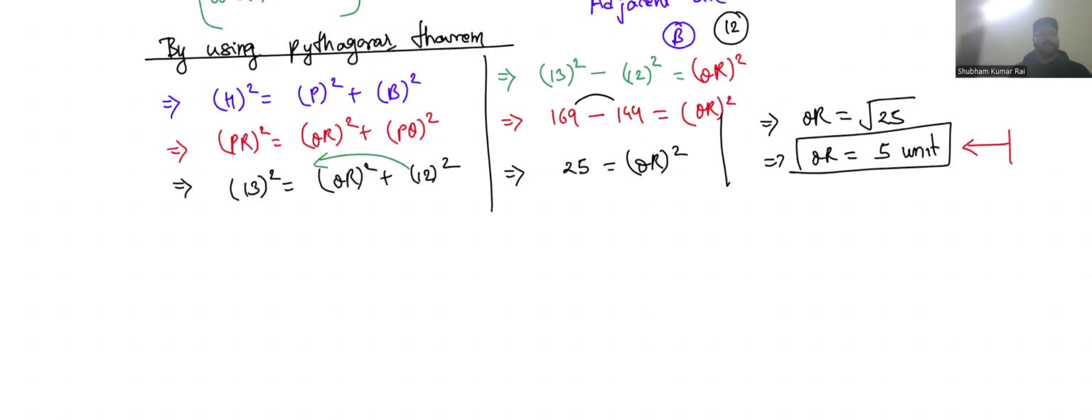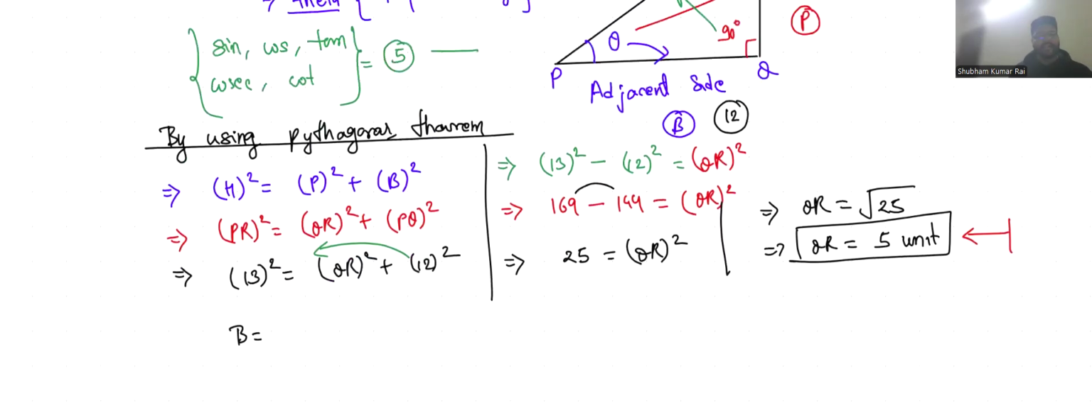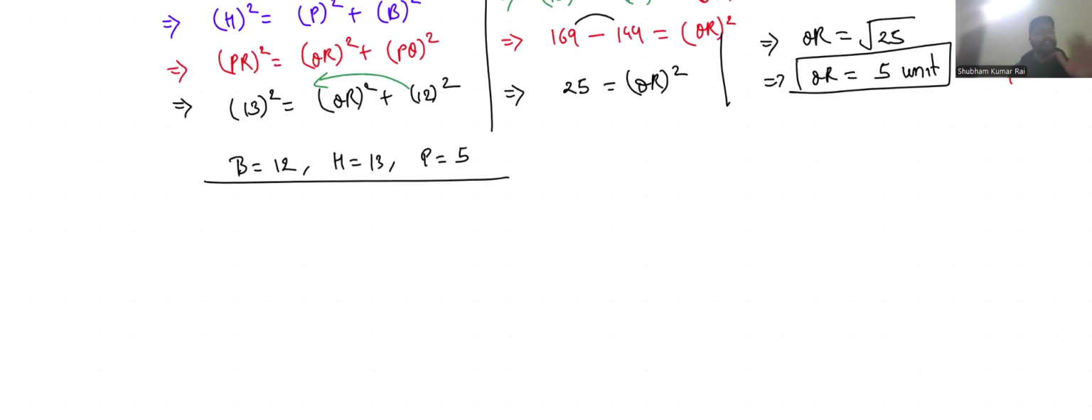Right? Now, here we have got our base as, the base is what? Are we calculating for base? No, we have calculated the perpendicular. So the base we are having, and let's substitute each and everything. So base we are having 12, hypotenuse it was 13, and perpendicular that we have got that is 5. Now, what we need to just calculate? Here we will be just calculating all other 5 trigonometric ratios.